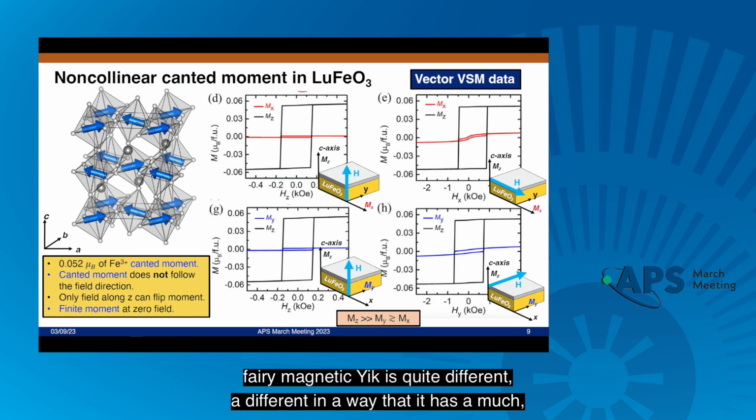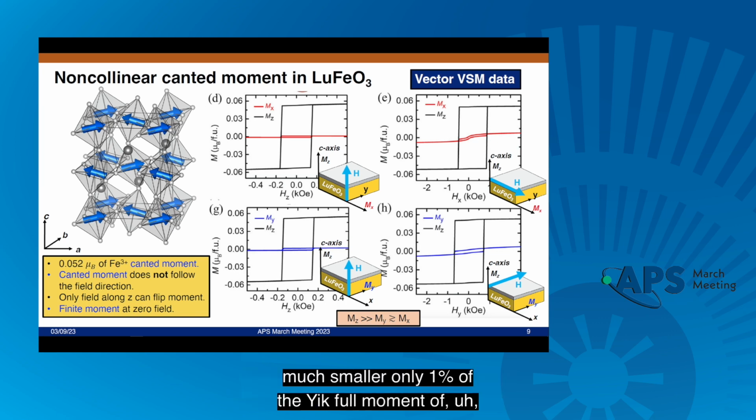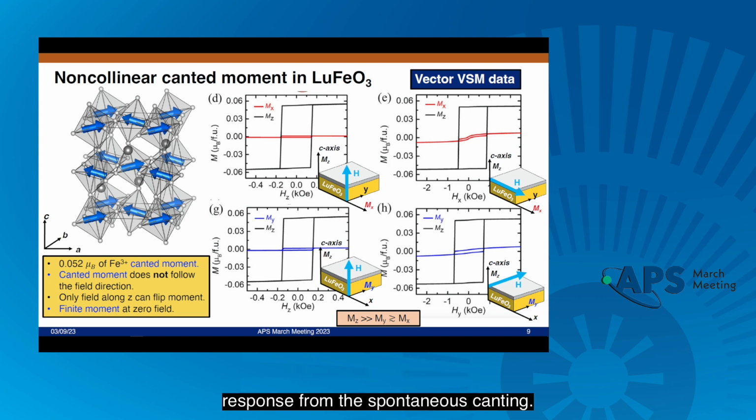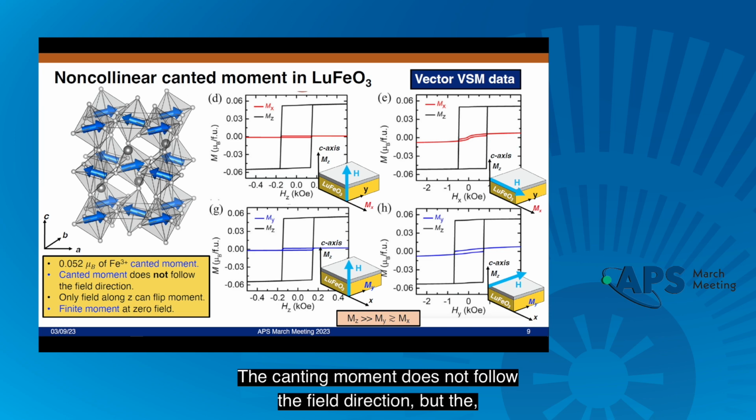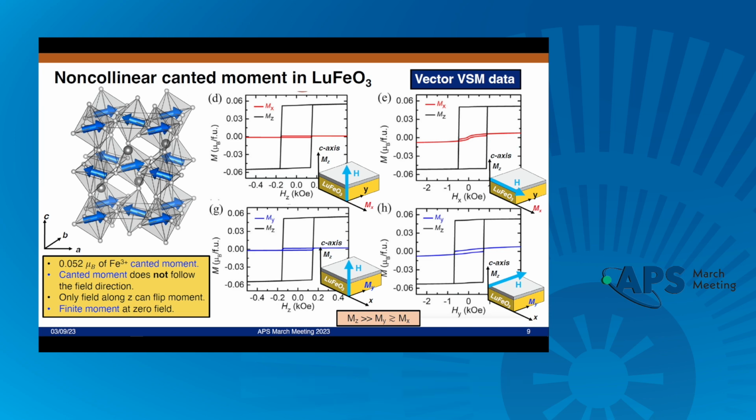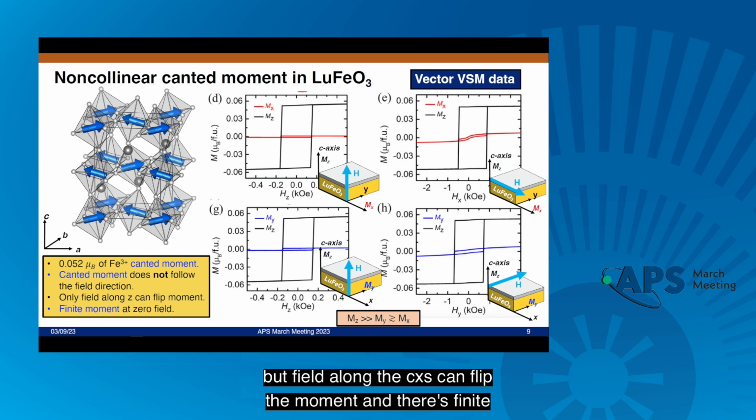Comparing to the collinear ferrimagnetic YIG, it is quite different. It's different in a way that it has a much smaller moment, only 1% of the YIG full moment, from the spontaneous canting. The canting moment does not follow the field direction, but a field along the c-axis can flip the moment, and there's a finite moment at zero field.